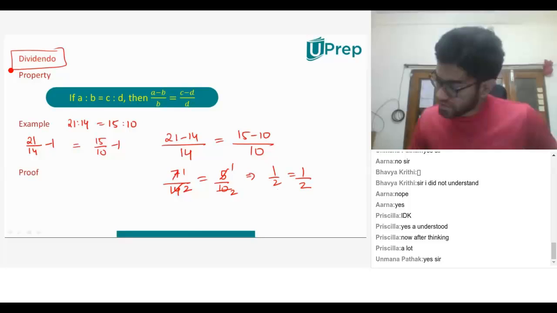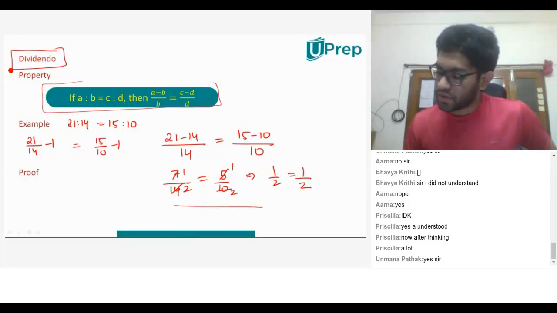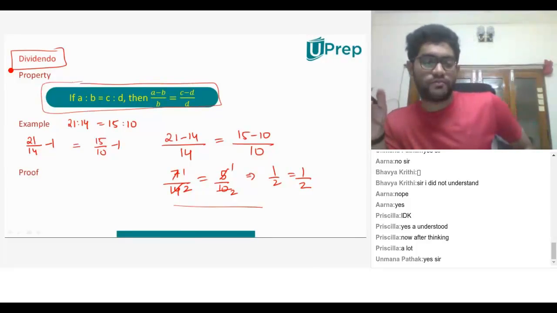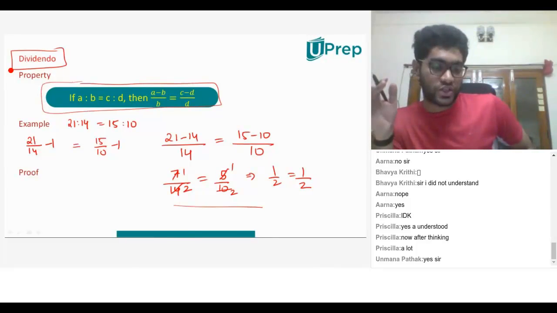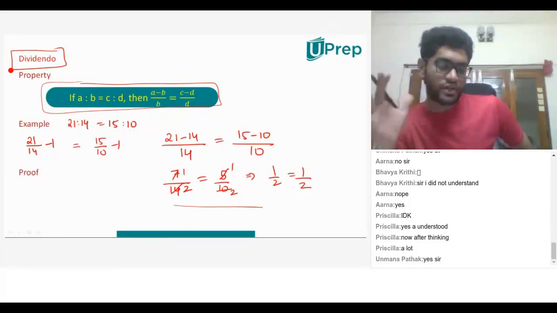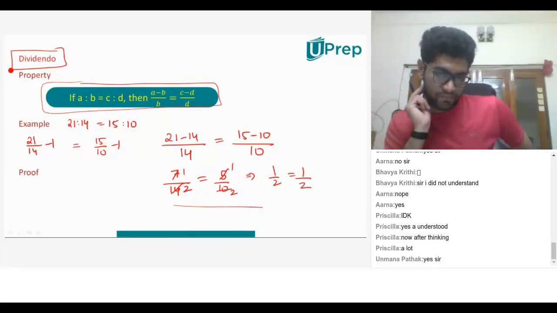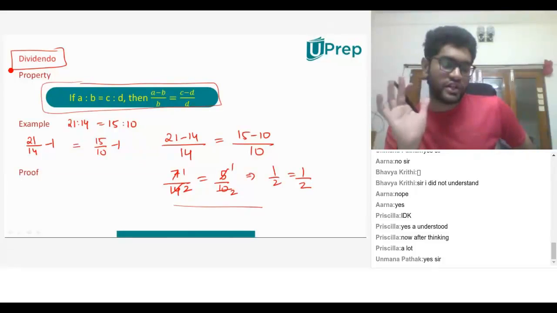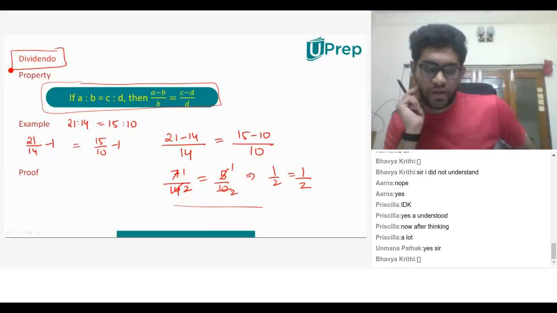Instead of doing all this and arriving at the last step, he came up with this property. Do not memorize the property. It's going to eat up a lot of headspace. Remember how we derived it. Is it clear, guys? Are componendo and dividendo individually clear now? Is the logic and derivation also clear?